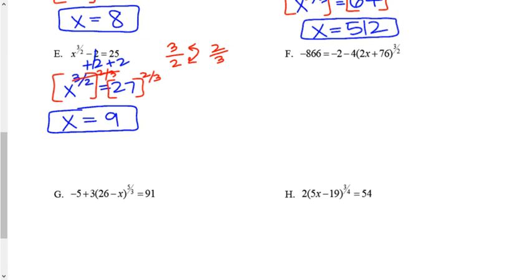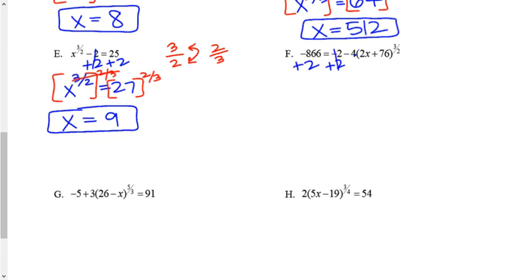Okay, F. Ooh, this is a big one. All right, I'm going to first add 2 to both sides. Now, if you notice here, on the right side, I have -2 minus 4 times (2x plus 76) to the power of 3 over 2. So that 4 is actually being multiplied by that set of parentheses. So the only thing that's being added or subtracted here is the 2. So I'm going to undo that and add 2 to both sides.